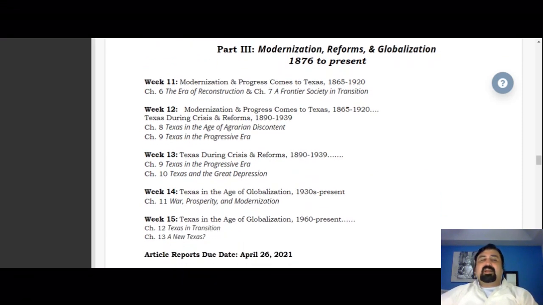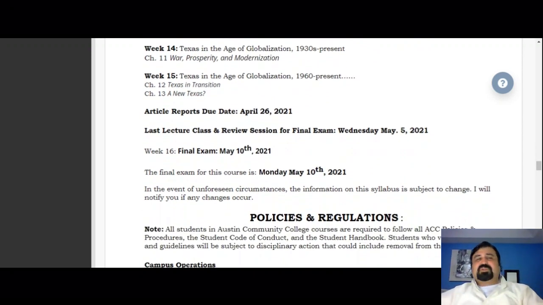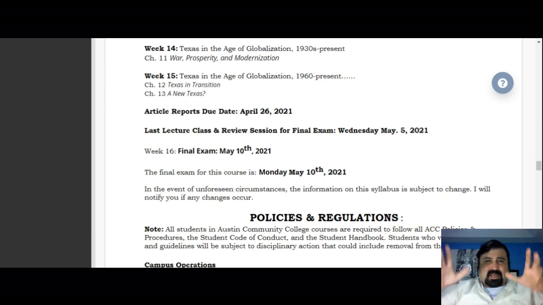And for the third part, likewise, it tells you this week by week distribution. The article reports when they're due, April 26th. It's telling you there when the last lecture class is going to be uploaded, about May the 5th or so. And then the final exam, again, on May the 10th, and so on. So this is in a nutshell what the course is going to be like. Again, the requirements, the method of instruction, how the lectures are going to be structured, and again, the important due dates.